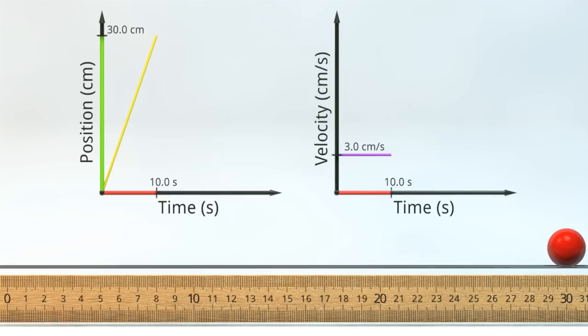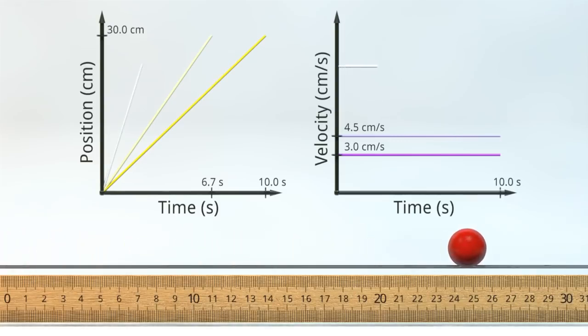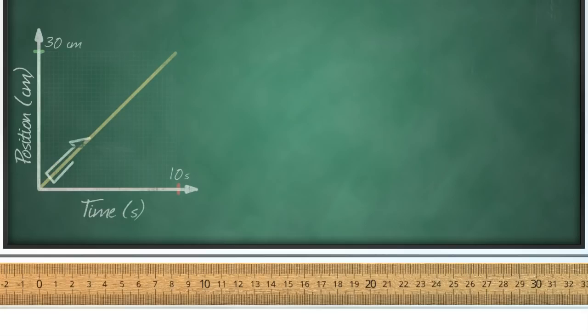To make things easier to see, let's stretch out the time axis. But now let's speed things up and see what happens to the graphs. Consider how the slope of the position graph is steeper, and the value of the constant velocity becomes larger. Let's try that again with an even faster ball this time. It's even steeper now. So when we look at the slope of the position graph, we can figure out the velocity of the ball.